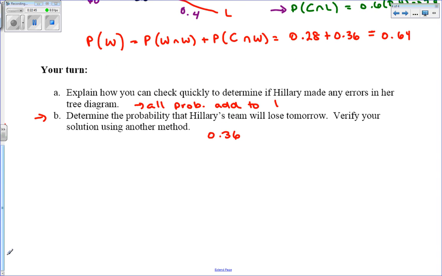Okay, so that's conditional probability. And your assignment for today, which I would appreciate if you actually worked on it instead of playing on your cell phones, is in the textbook, page 188 to 191, numbers 1 to 20. Okay, and I'll see you tomorrow.